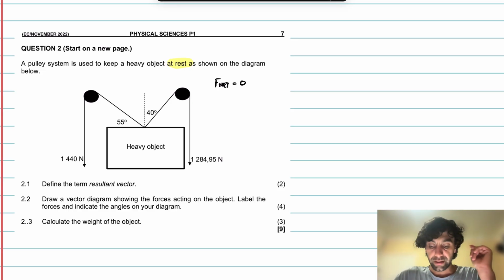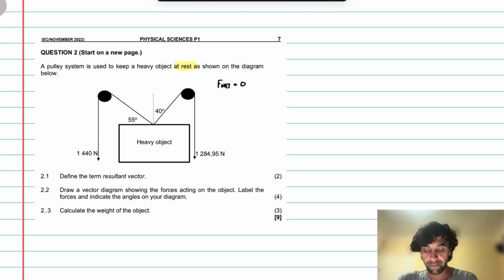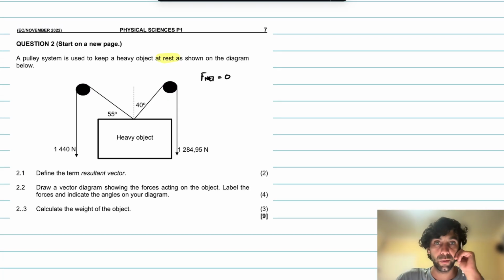Question 2.2 says, draw a vector diagram showing the forces acting on the object. Label the forces and indicate the angles on your diagram. So we're going to draw a vector diagram. It doesn't say to scale, although if you wanted to, you could. Well, it looks like these are quite big forces, so I wouldn't use a 1-to-1 ratio. You're not going to have enough space on your page. But you could draw a scaled vector diagram and then measure that resultant to see if your calculation comes out correctly. That is sometimes helpful.